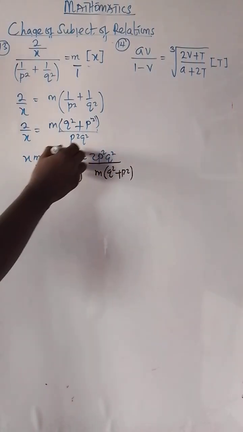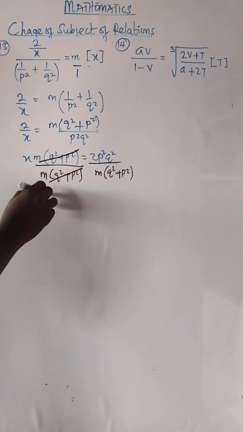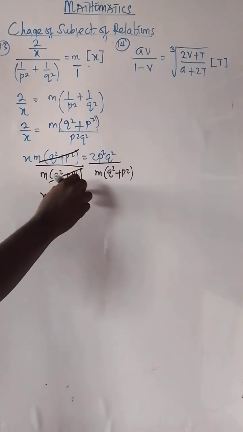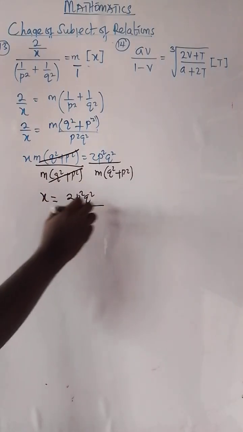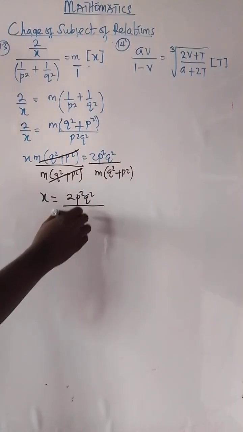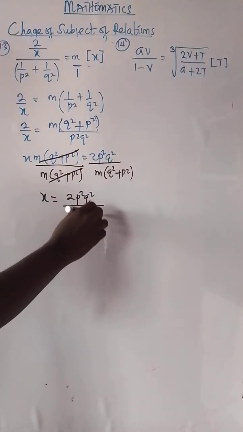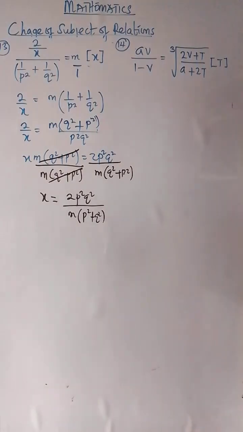So from here, this takes out this. So we have x left. x equals 2p squared q squared over m into bracket. I can write p squared first, p squared plus q squared. And that is the answer. As simple as that. Now coming to this, it looks difficult, but shh, don't panic.